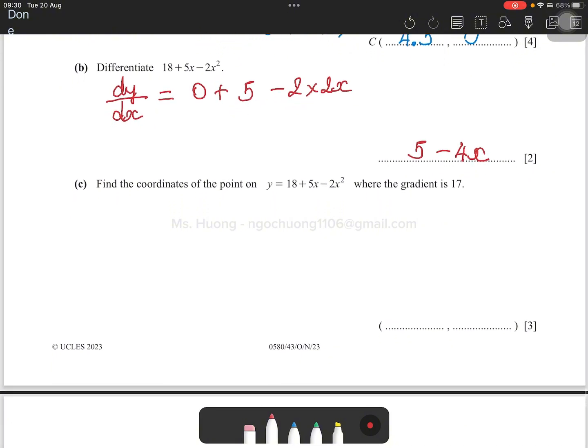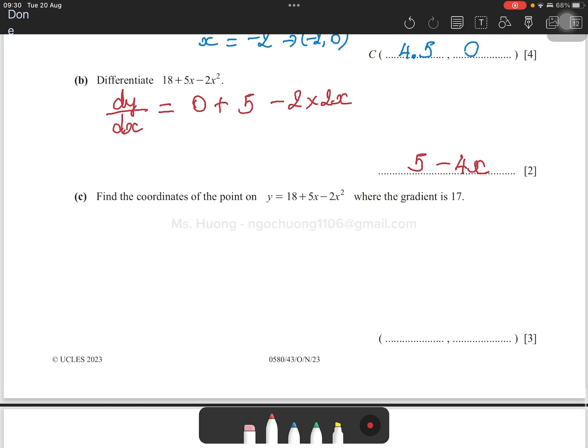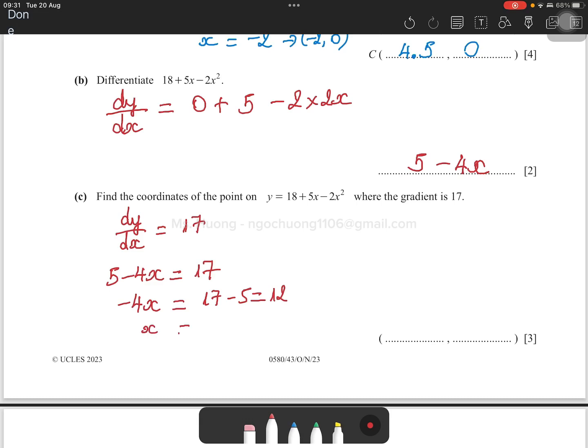Part C. Find the coordinates of the point on y equals 18 plus 5x minus 2x squared, where the gradient is 17. When the gradient is 17, this means 5 minus 4x is equal to 17. Now we subtract 5 from both sides. So it is 12. Then we divide both sides by negative 4. So x is equal to negative 3.